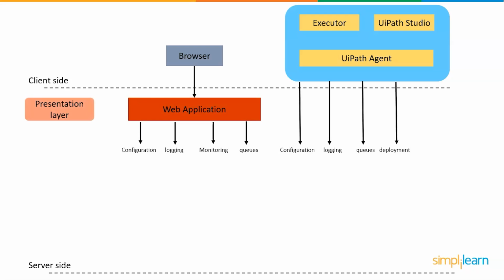First one is the presentation layer. These UiPath components that are open to the users make up the client layer: UiPath Studio, robots, browsers, UiPath agent, and executors. For example, a user or a developer may use these components to design and create different tasks that can be automated. Computer robots are commonly used to complete these tasks. The client layer is another name for the presentation layer.